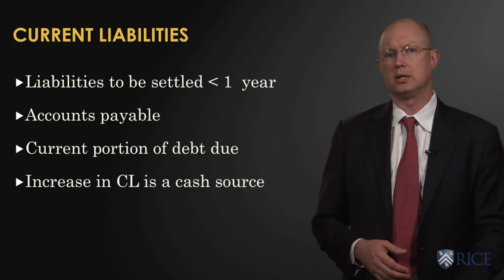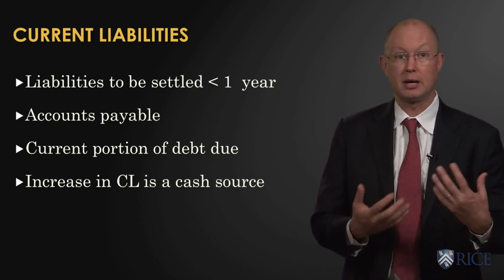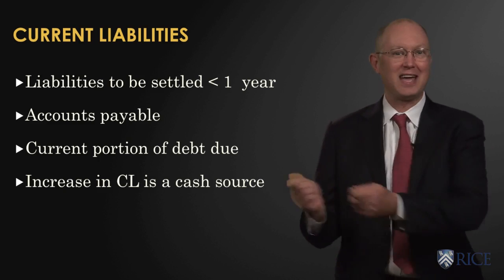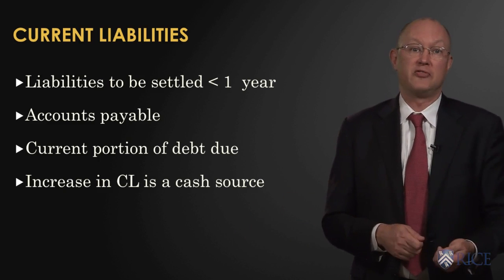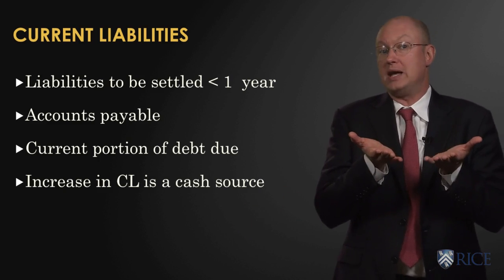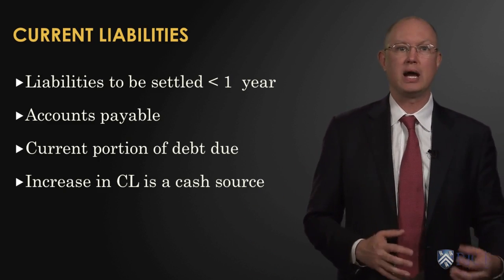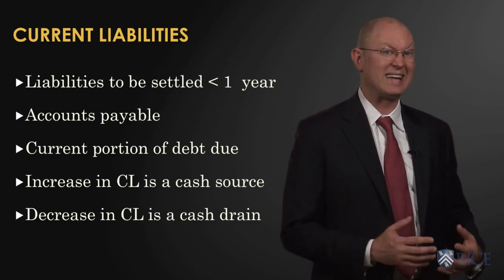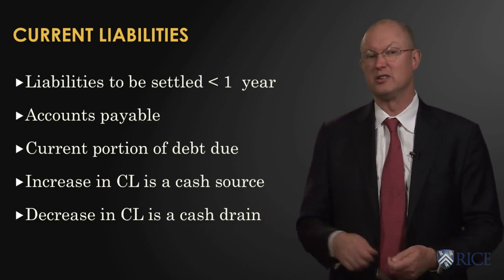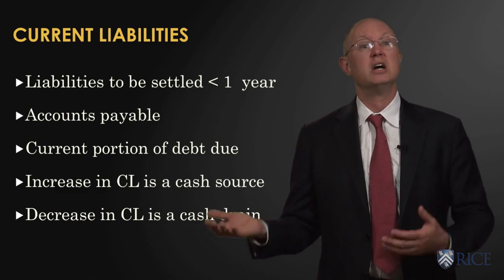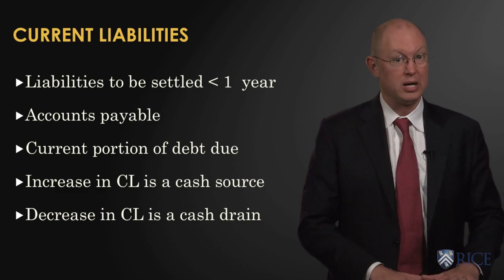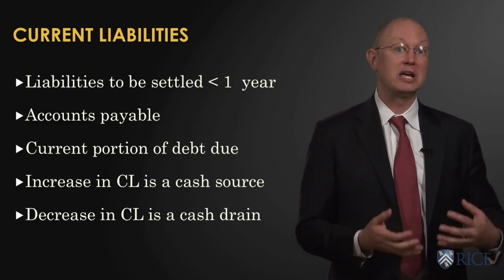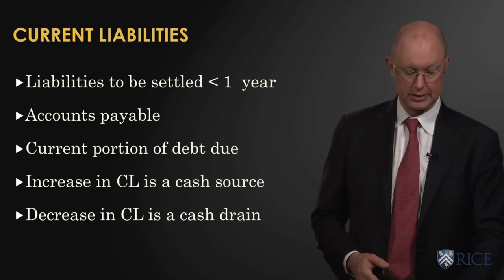Any increase in current liabilities is a source of cash. Think about the trade credit example: I've got the good or service, but I haven't yet delivered the cash it represents. It's like a source of financing. So any increase in current liabilities is actual cash coming into the firm. Similarly, any decrease in current liabilities is a cash drain. As I pay off those suppliers, the cash leaves the firm. Again, these are balance sheet changes, so they aren't reflected in net income or earnings.